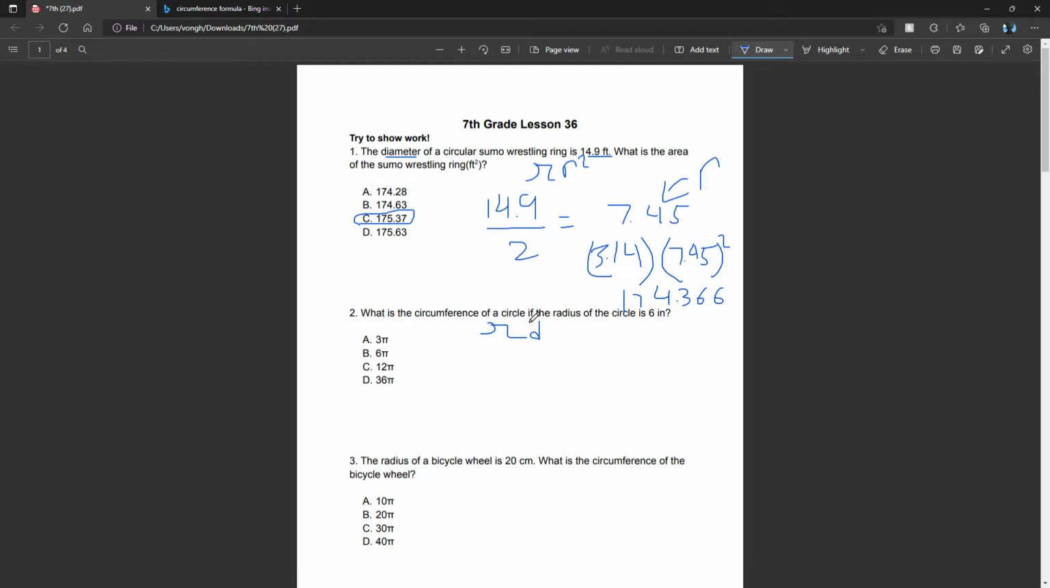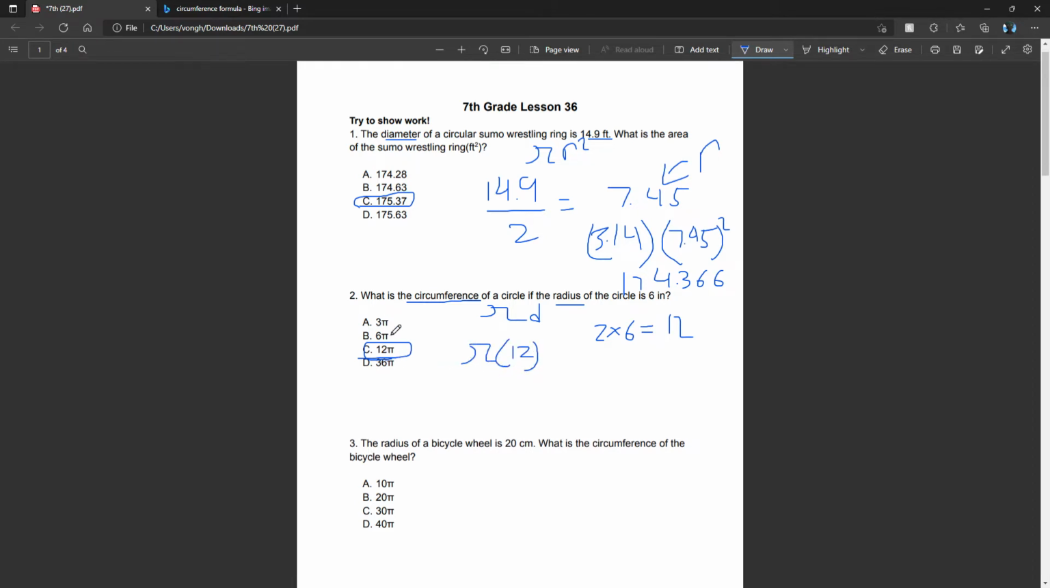What is the circumference of a circle if the radius of the circle is 6 inches? So we're given the radius and we're trying to find the circumference. To find the circumference, you do pi times the diameter. And we need the diameter, so it would just be 2 times 6, which would get us 12. And then the answer would be C, because you would plug in 12 for d. So you get pi times 12. That would just be 12 pi.